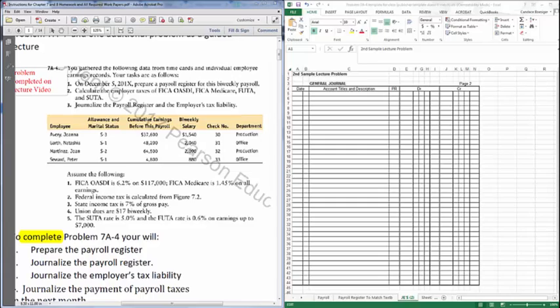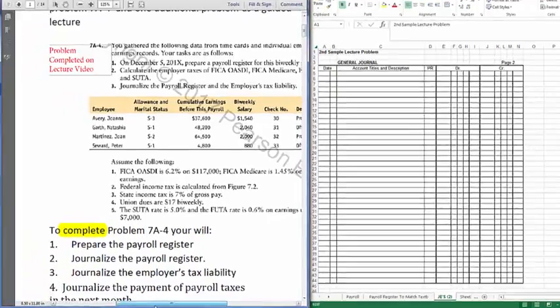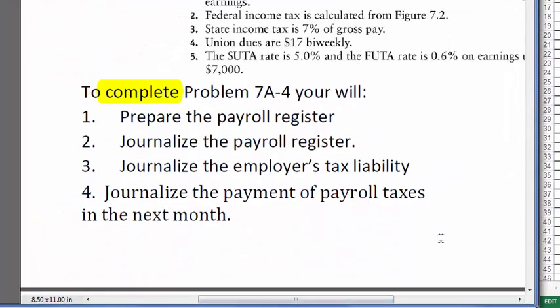Okay, so now we're going to move on to the rest of this problem, and there are three journal entries that we need to make. According to the instructions, we are going to journalize the payroll register, journalize the employer's tax liability, and journalize the payment of payroll taxes in the next month.